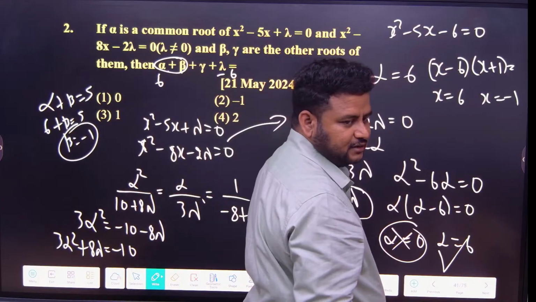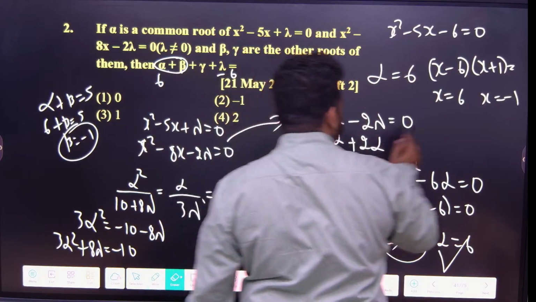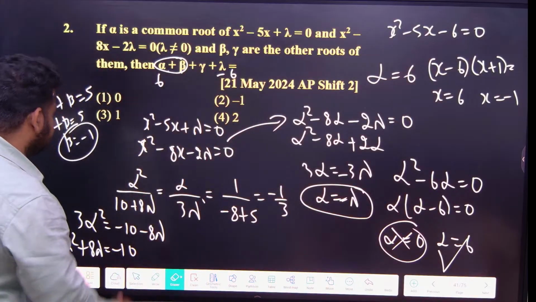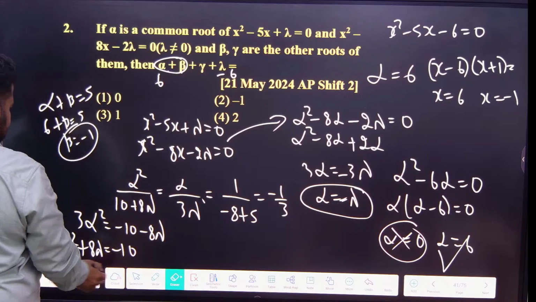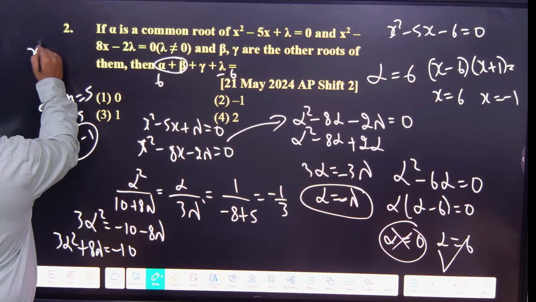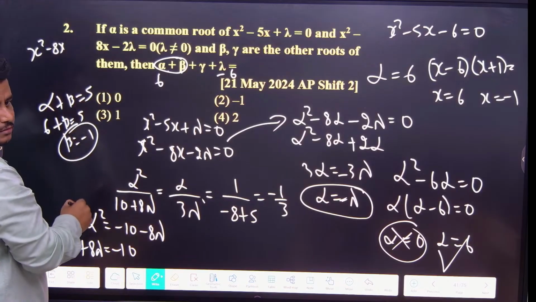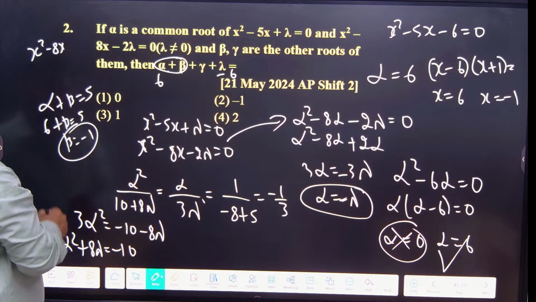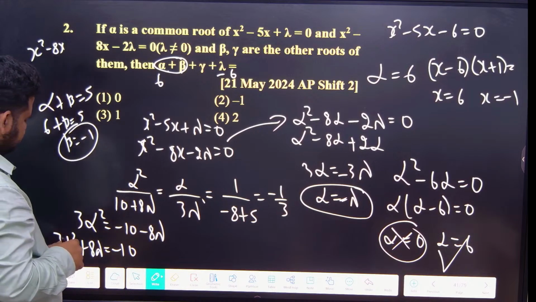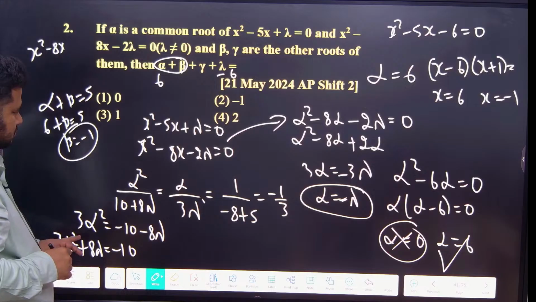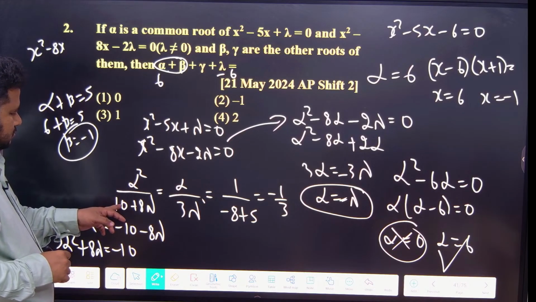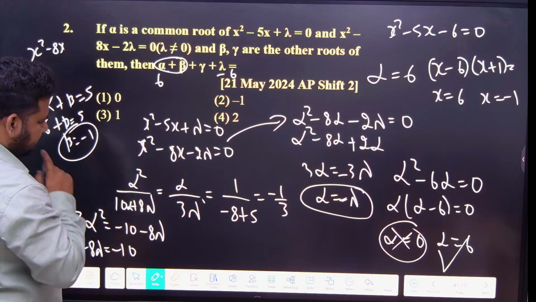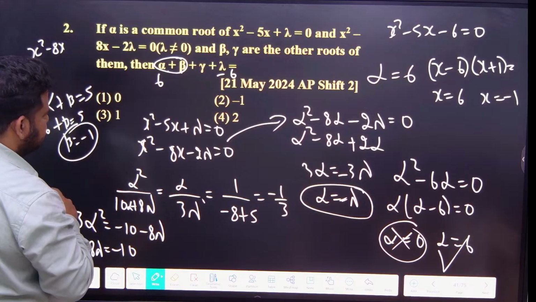But gamma we have to find. Correct now? To find out gamma, we will solve which equation? We will solve the second equation. On solving the second equation, what will we get? X square minus 8x. What happened? Where is 10 lambda? 10 lambda plus 8 lambda, 18 lambda. See, just wait.